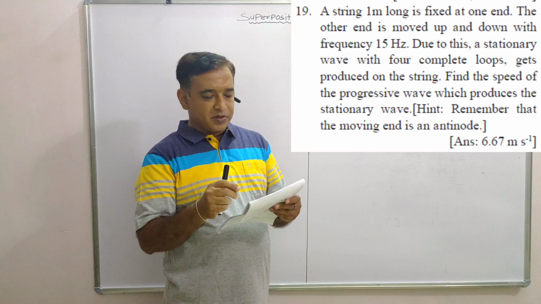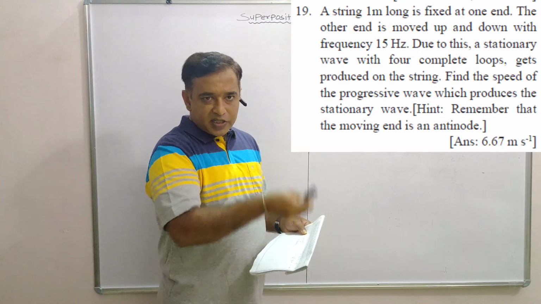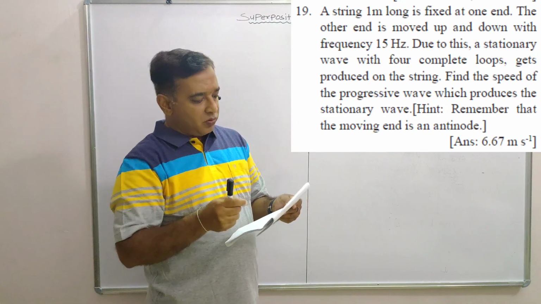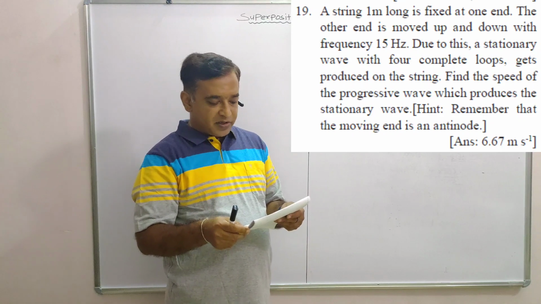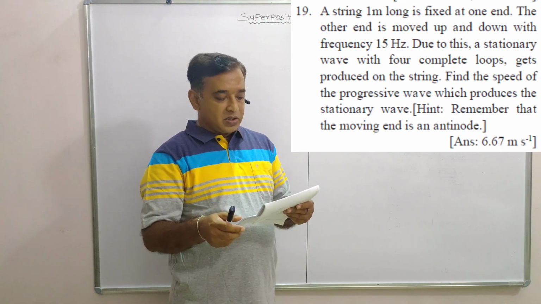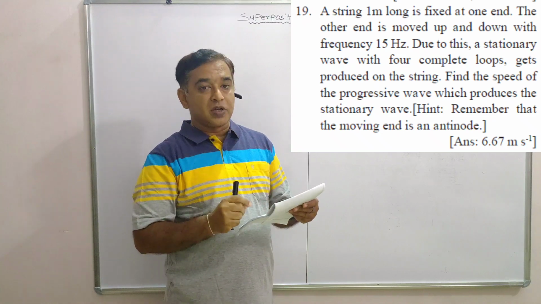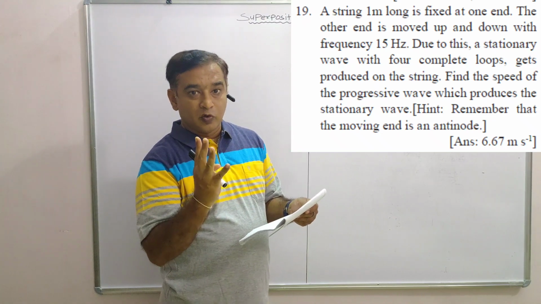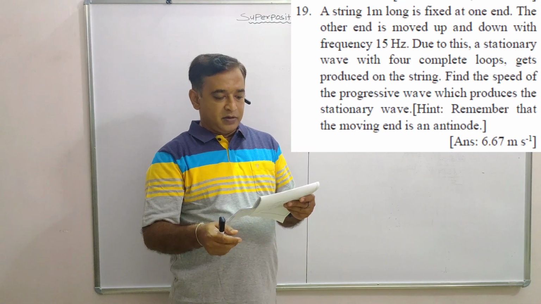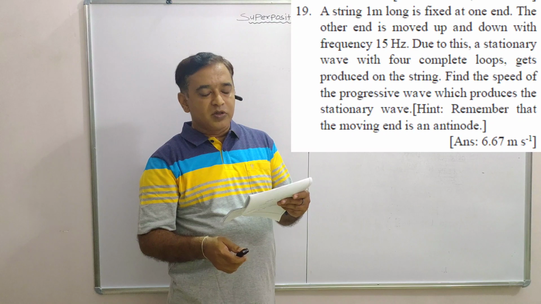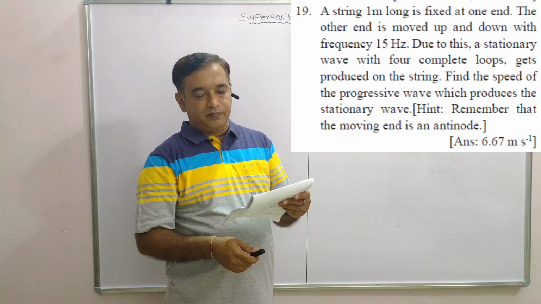Due to this, what happens here? The other end moves up and down with a frequency of 15 hertz. With a frequency of how much? 15 hertz. Due to this, a stationary wave with 4 complete loops is produced on the string. How many loops? 4 complete loops. Find the speed of the progressive wave which produces the stationary wave.